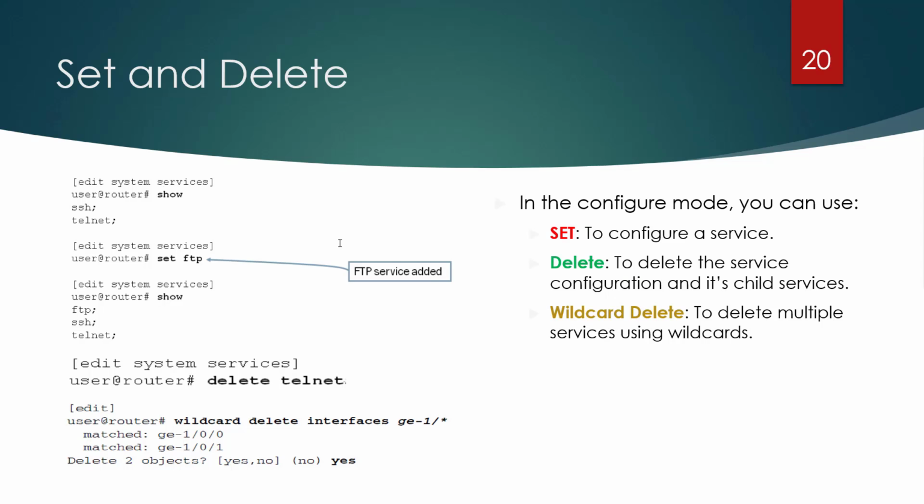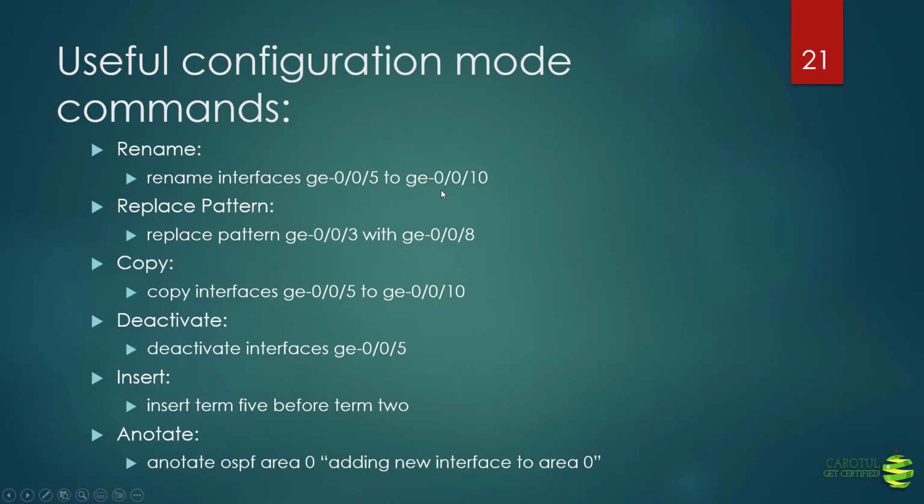Now another thing is set and delete. This is something we already saw. We can use the set keyword to set some services, and the delete keyword to delete services. You can also use wildcard delete if you want to delete multiple configurations which have a similar start, like G-1/. Anything starting with this keyword followed by an asterisk is going to be deleted. So set, delete, or wildcard delete can be used.